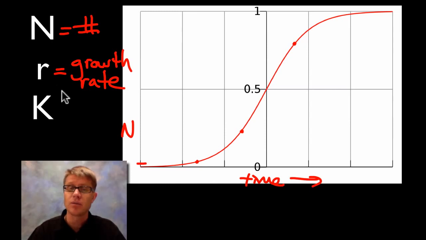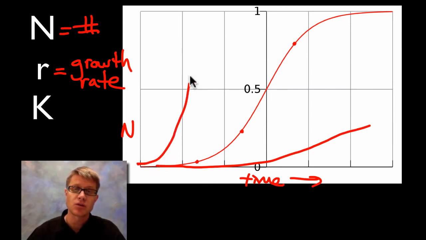R is the growth rate. Remember, if it's ever positive, and how do we calculate growth rate? It's basically the number of individuals being born minus the number who die. If we ever have a positive one, then we're going to get this curve. Now, it's not always radical like this. Sometimes it's going to be really gradual like this. Sometimes it's going to be incredibly quick, depending on what the R value is.